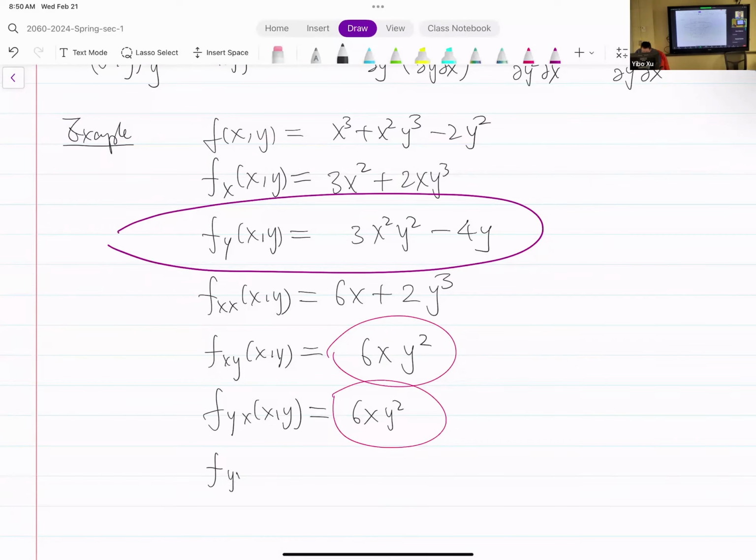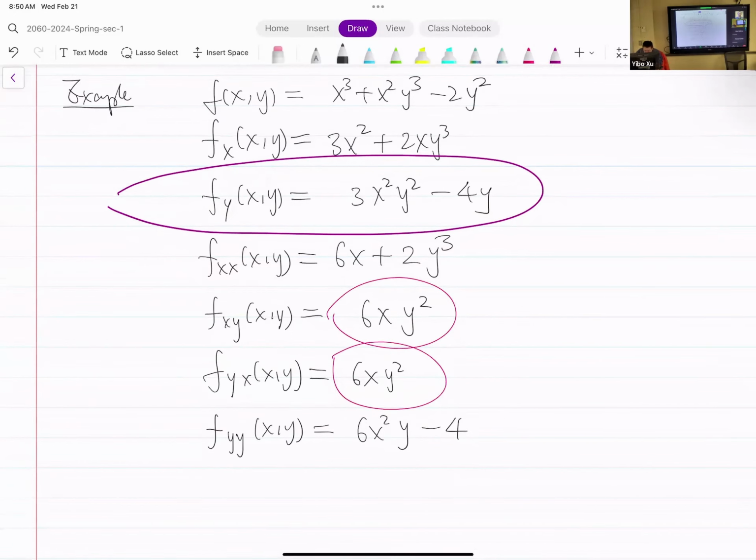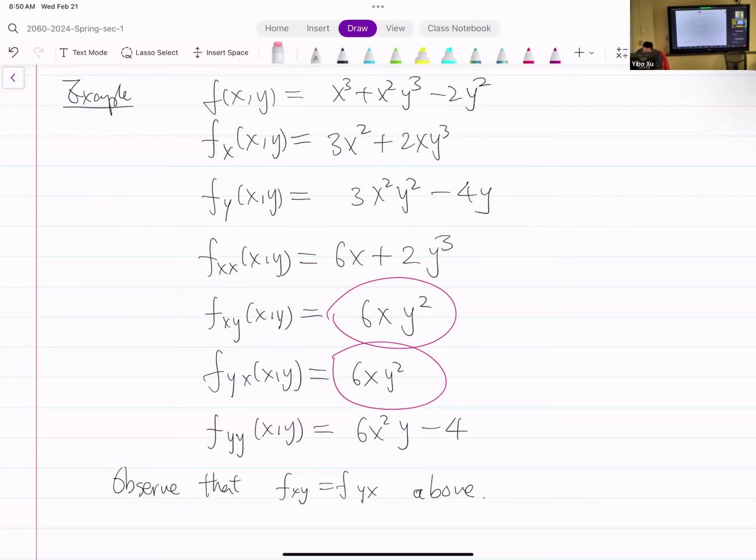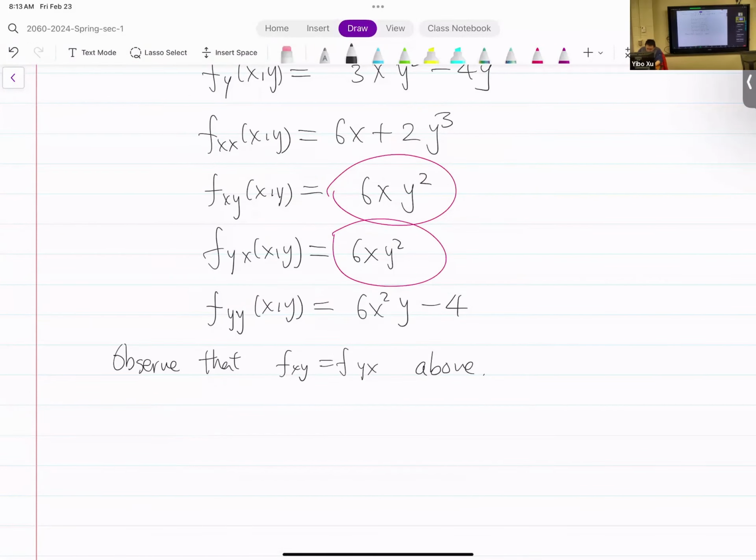Okay, and of course we have f sub yy as the last order 2 partial derivative. So that's still from the same row. We are doing the partial derivative with respect to y again, so it's going to be 6x squared y minus 4. Let me see. So one more line. So observe that f sub xy equals f sub yx above. Okay. So this is true at least for our instance here. So here we see f sub xy equals f sub yx in this situation.